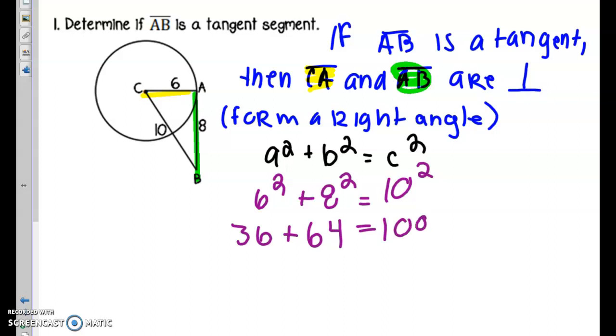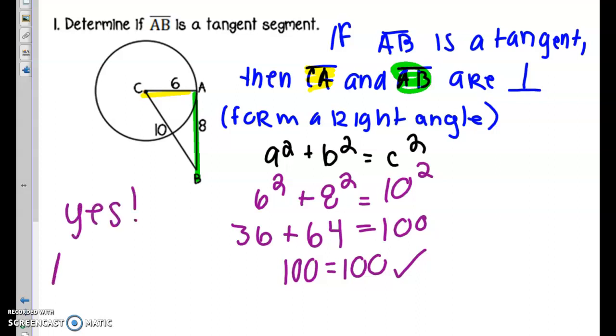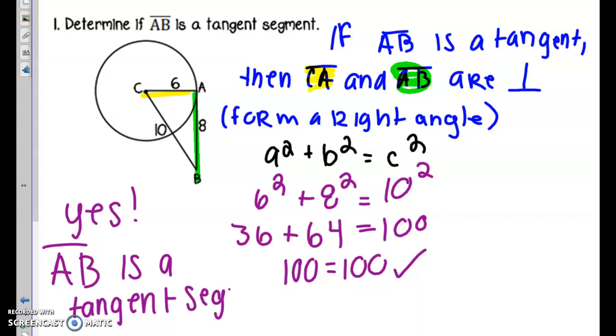Now let's see, is this true? Is 36 plus 64 100? Yes. The answer is yes. So, determine if segment AB is a tangent segment. The answer is yes. You want to write that down so you answer the question. Yes, AB is a tangent segment. I'm going to put a happy face because we are happy about that. We did all that work to get the answer of yes.